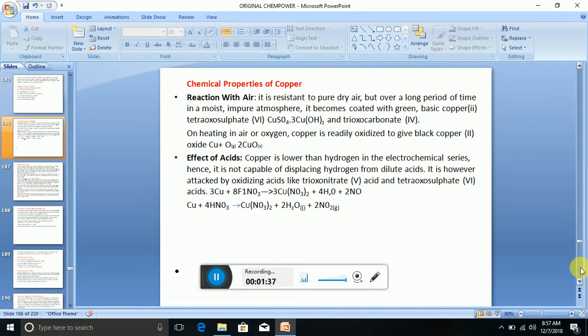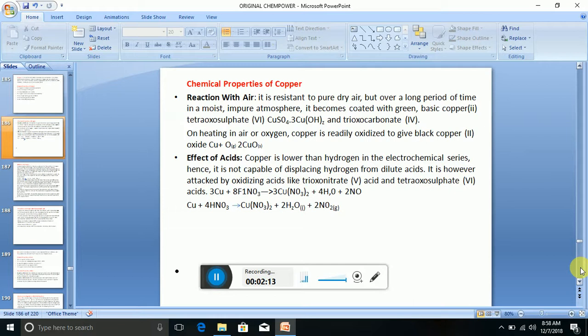Chemical properties of copper. Reaction with air. It is resistant to pure dry air, but over a long period of time in a most impure atmosphere, it becomes coated with green basic copper 2 tetraoxosulfate 4 and trioxocarbonate 6. On heating in air or oxygen, copper is readily oxidized to give black copper 2 oxide.